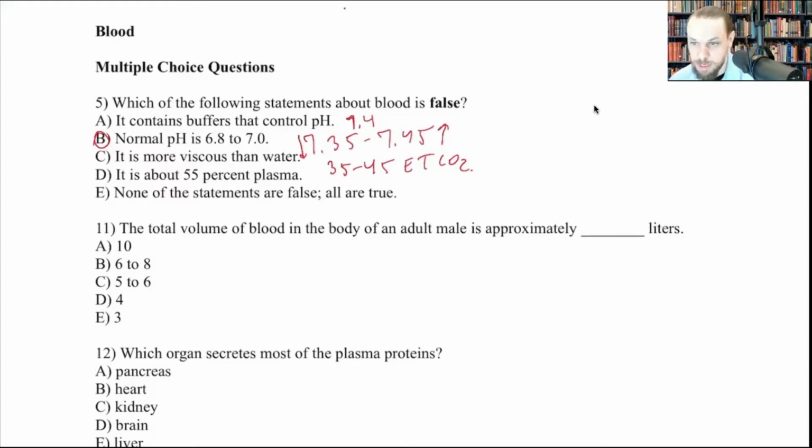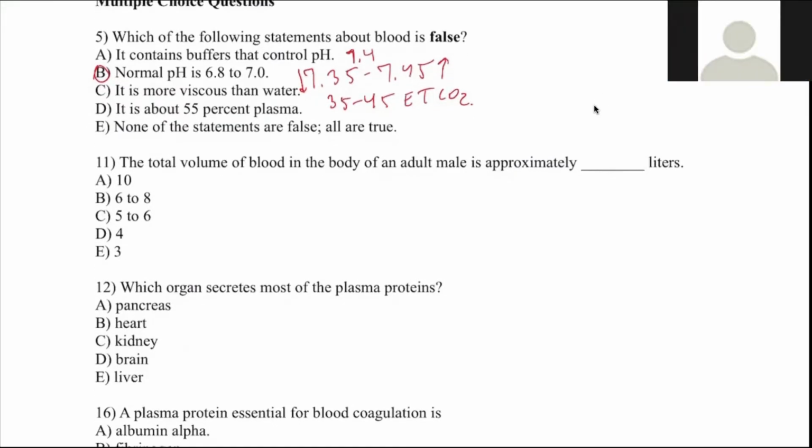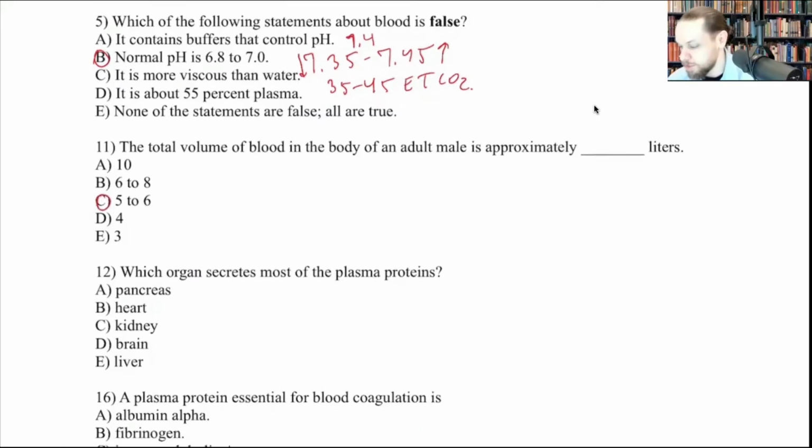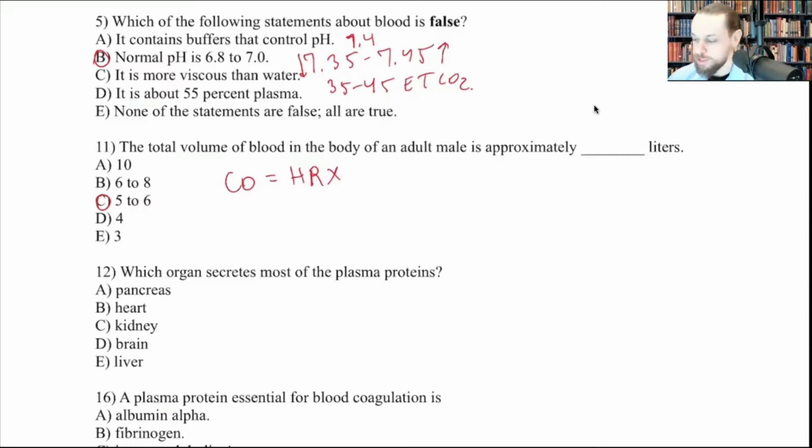All right, good. Next, I have Aaron for number 11. The total volume of blood in the body of an adult male is approximately, I want to say C, 5 to 6. Yeah, C is correct. Do you remember the formula that we used to determine cardiac output? Cardiac output is heart rate times... is it peripheral vascular resistance? That would be blood pressure, but heart rate times stroke volume, right?